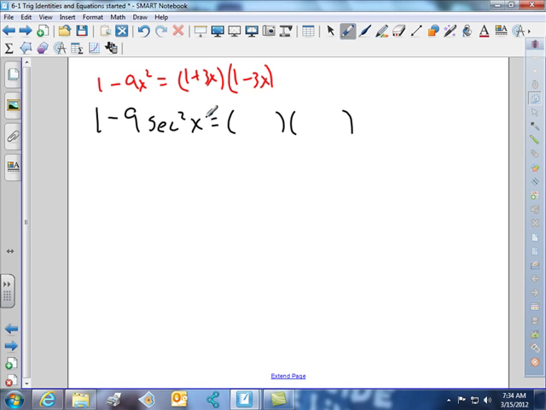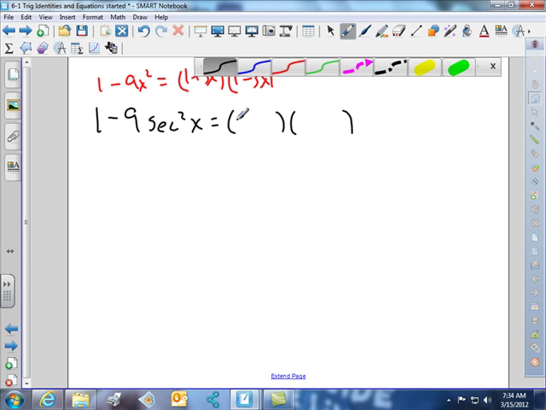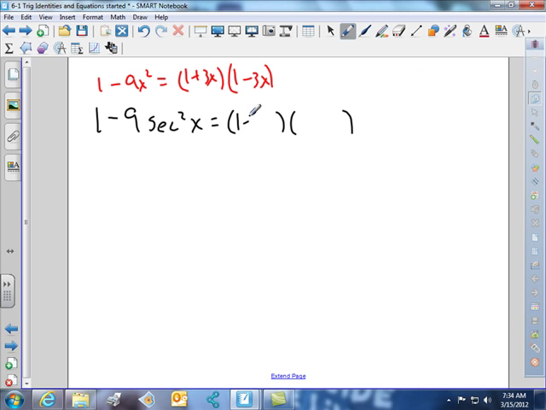Okay, the same idea is going on here. If we've got 1 minus 9 secant squared, I can factor that down to 1 minus 3 times the secant of x times 1 plus 3 times the secant of x. So if you see a quadratic form of an equation throughout this assignment, you can actually factor that down. I would suggest writing that down, and then when you're working on this in class, you can just refer to it in your notes.